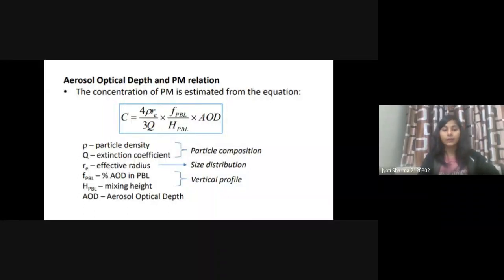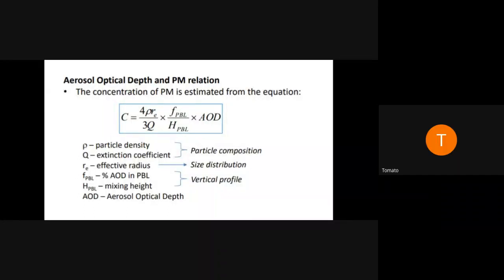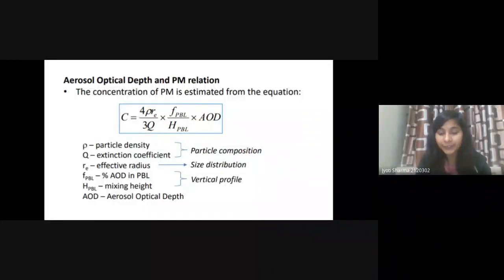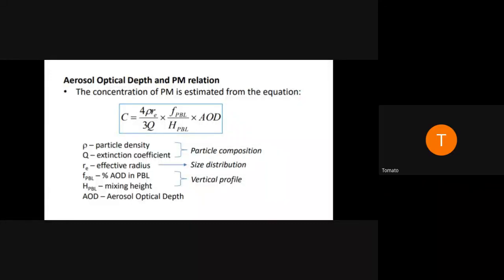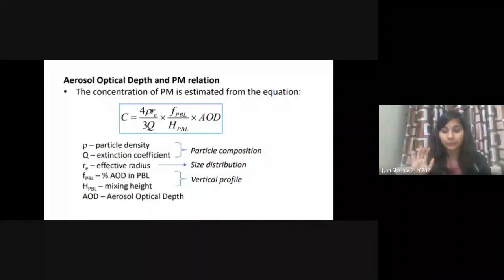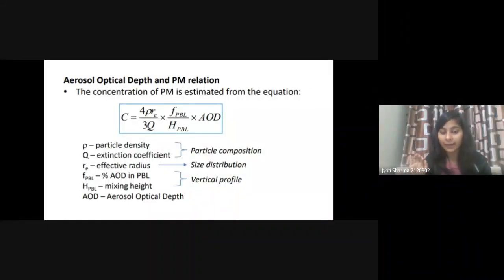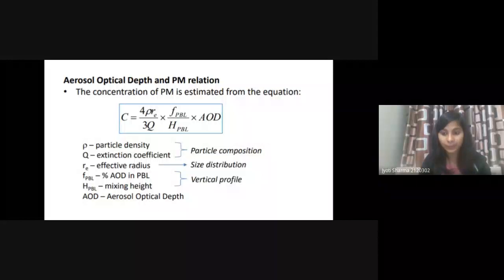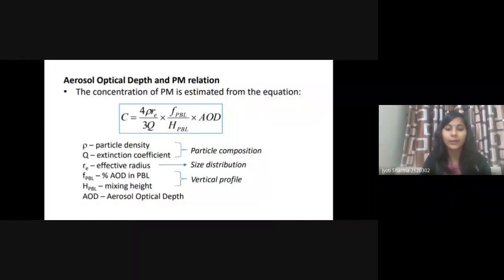The concentration of particulate matter can be calculated if you have the value of aerosol optical depth by using that formula. I'm not expanding the formula. You just have to keep in mind that a satellite is giving you the aerosol optical depth, and if the satellite is giving you the aerosol optical depth, then you can calculate the concentration of particulate matter at that particular time in your atmosphere.